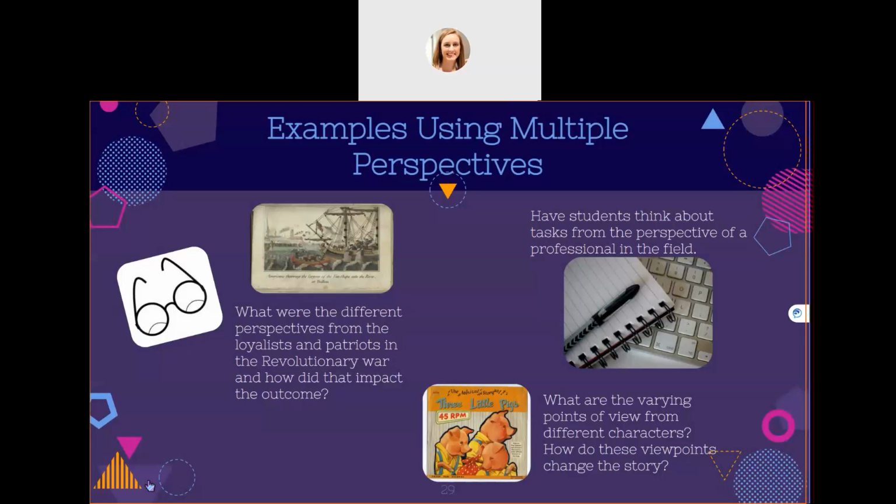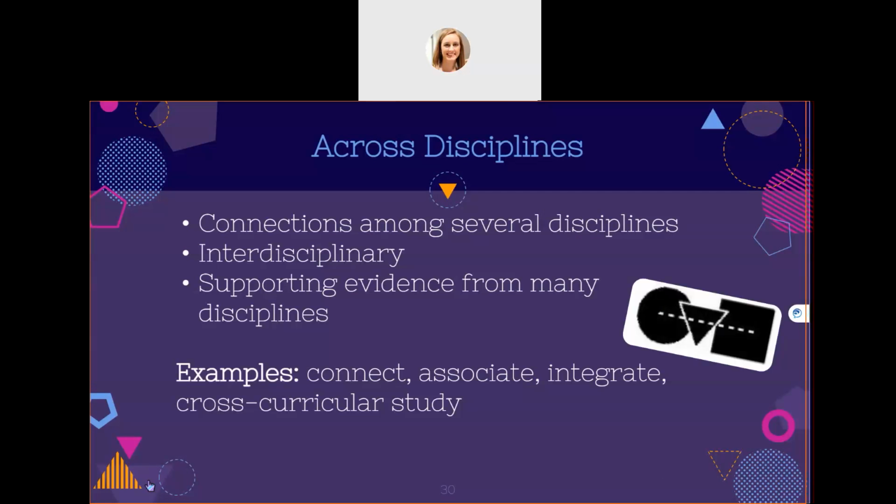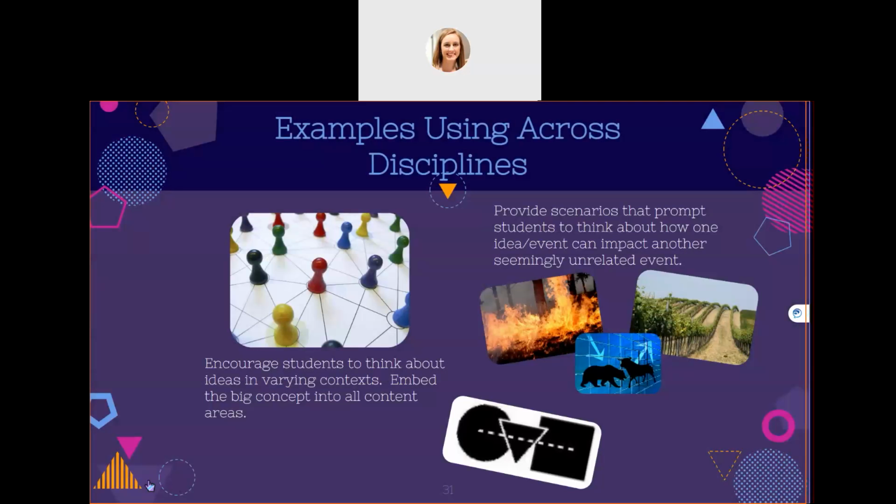Multiple perspectives encourages students to look at content from varying viewpoints and perspectives. Across disciplines shows connections among several disciplines. It's interdisciplinary. It encourages finding supporting evidence from many disciplines. So students are connecting, associating, integrating, and looking at cross-curricular study. Across disciplines reminds students to connect their learning. So here are some examples.